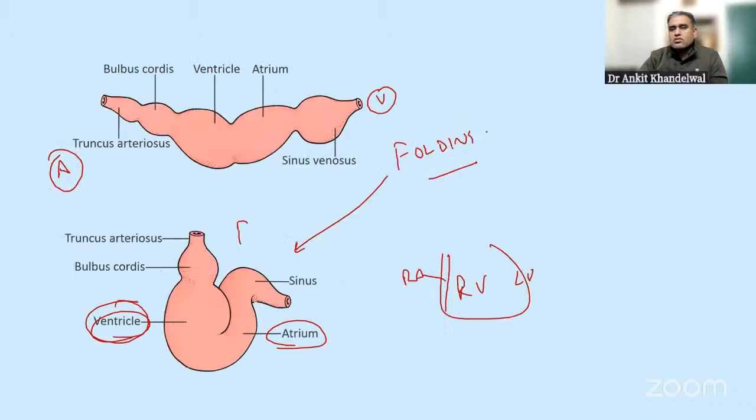One second. Yes, let me use this only. Just to let you know about the interatrial septum in a couple of minutes.